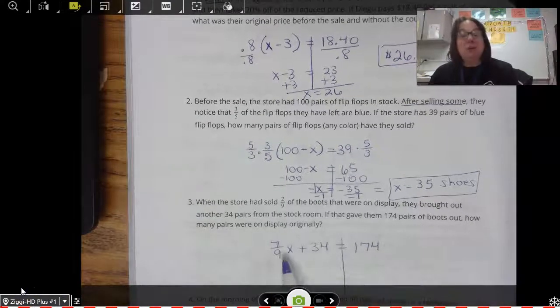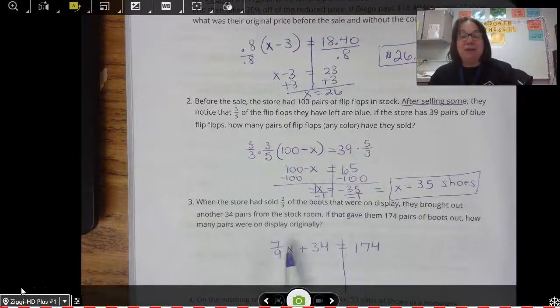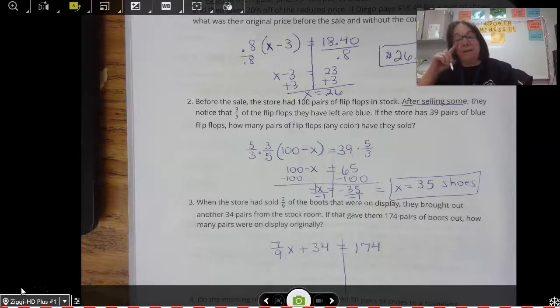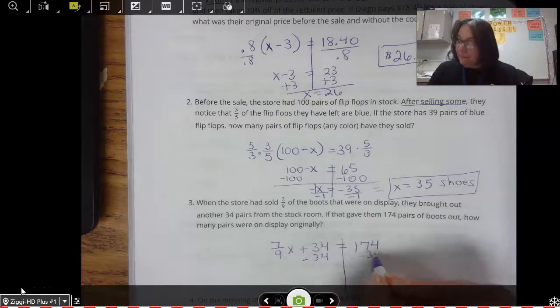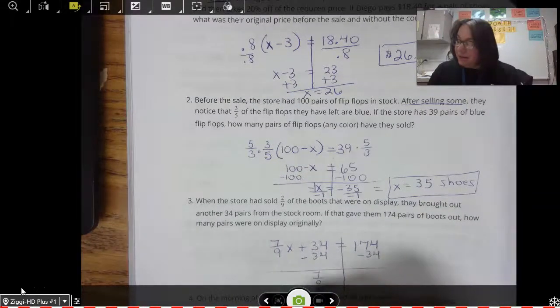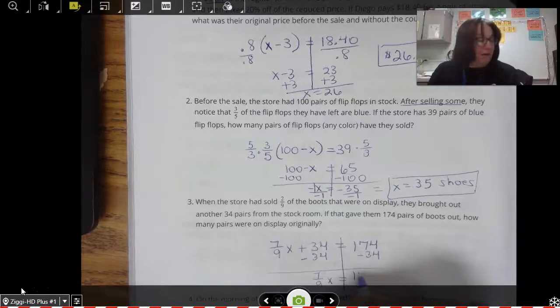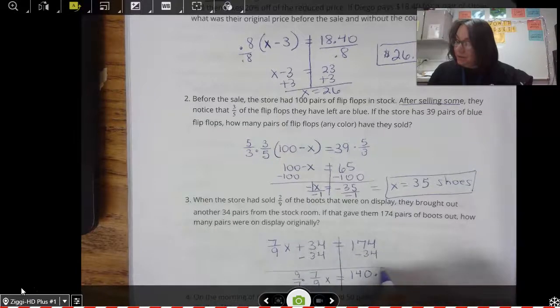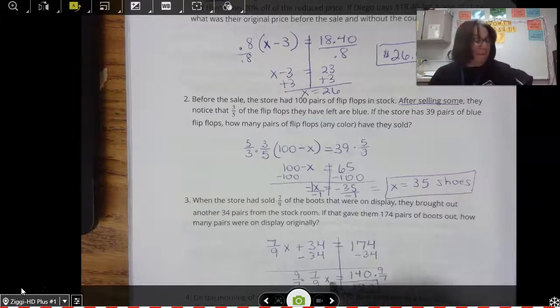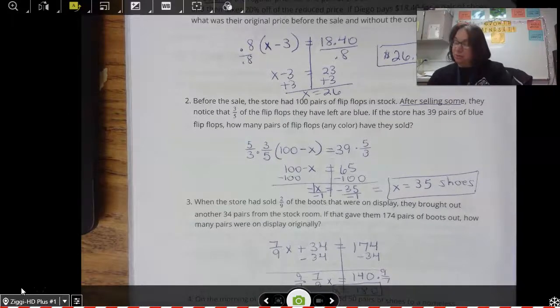So then this is the equation that you're going to need to solve. That was a little bit difficult because you had to realize that they sold 2/9, so that 7/9 was the amount that they still had on display. So I'm going to subtract the 34, and you have 7/9 x equals 140, and then you would multiply by that reciprocal, and you find out that x is going to be equal to 180. Okay, so there were 180 shoes originally.